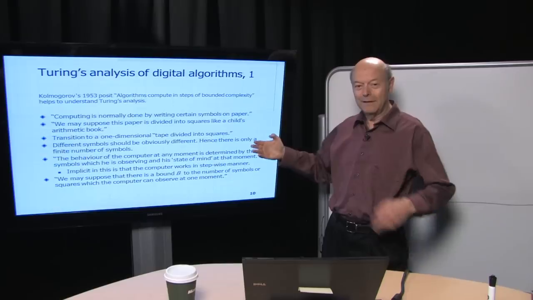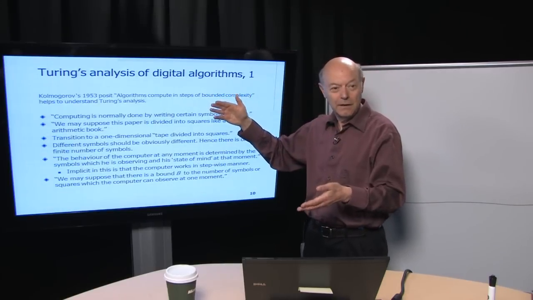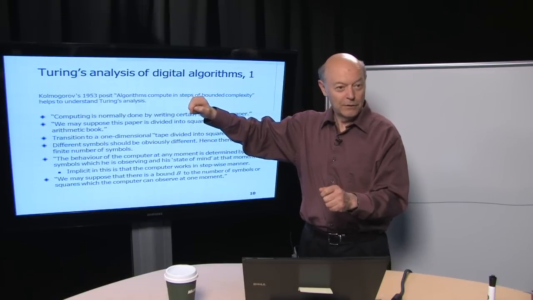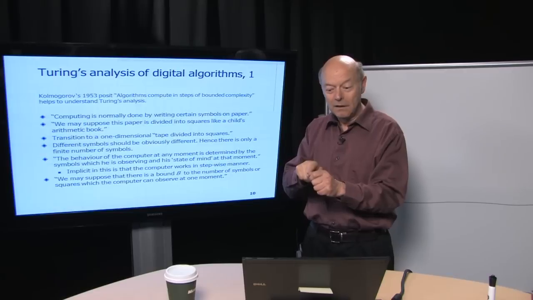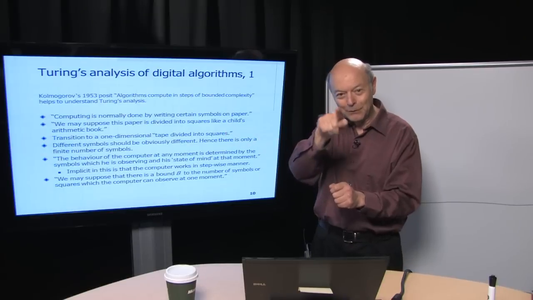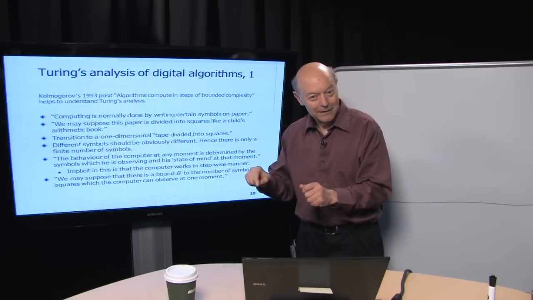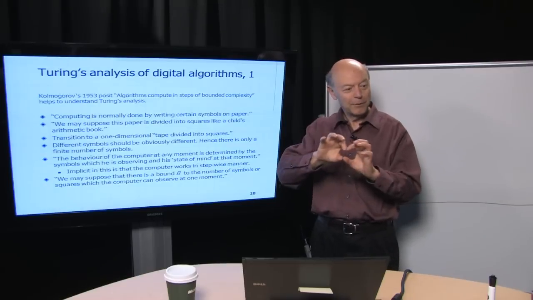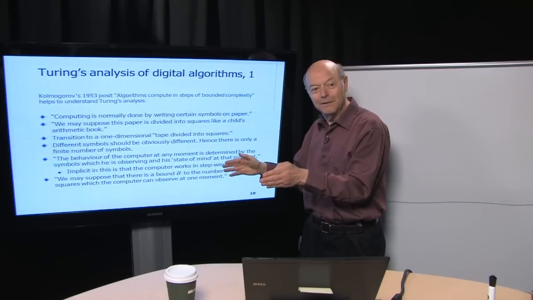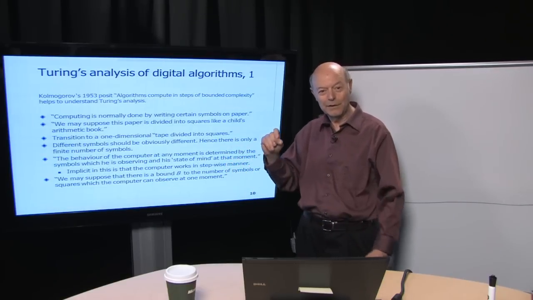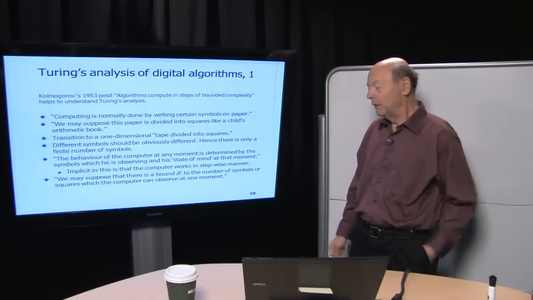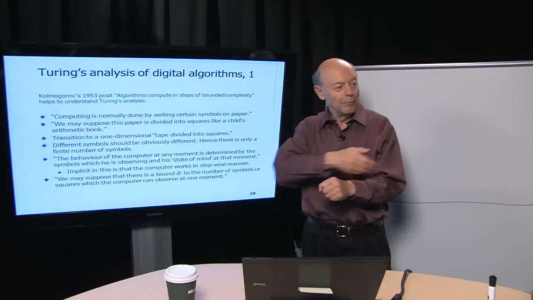Then he said, okay, paper is in general two-dimensional, and maybe you did something here, you want to go there. But without loss of generality, we can always imagine that you went there in a kind of long way, you return on all the lines. And so in principle, we can imagine that the paper is one continuous tape split into cells or squares. And we write a symbol per square. And of course, you may want to go forward or backward.